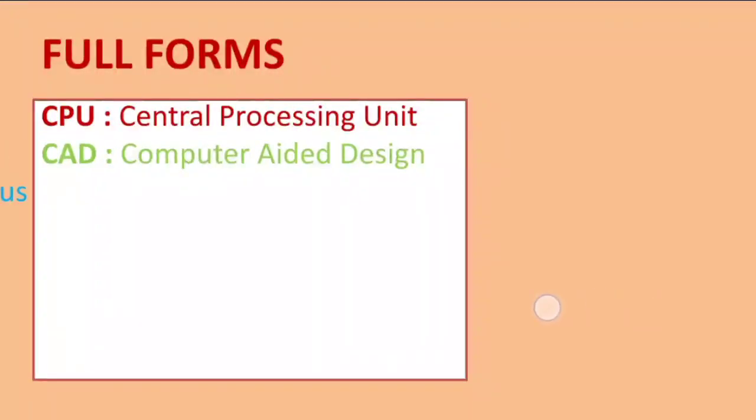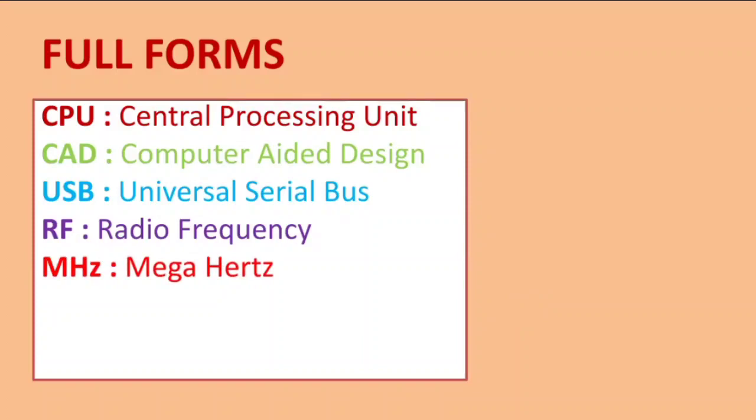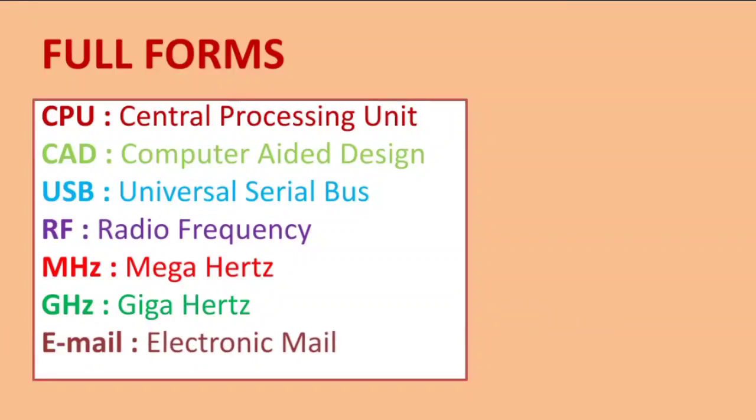The next is the full forms. These are the full forms of the things I taught here. Number 1 is CPU, Central Processing Unit. Number 2, CAD, Computer Aided Design. Number 3, USB, Universal Serial Bus. Number 4, RF, that is radio frequency. Number 5, MHz, megahertz. Number 6, gigahertz. Then email, electronic mail.